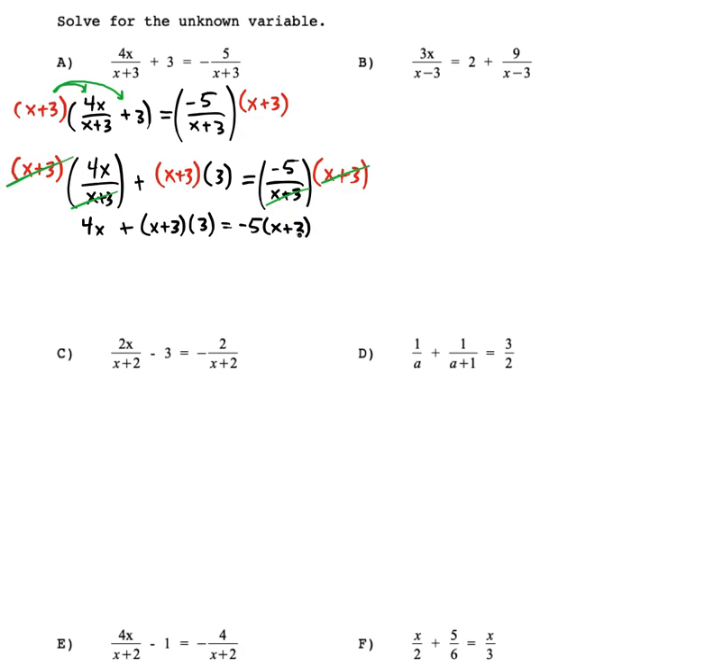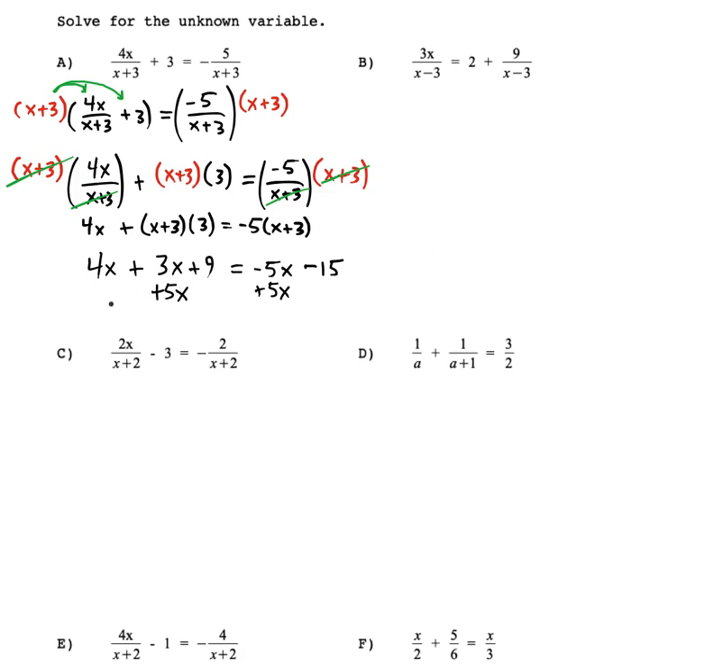Now we just want to solve this equation as normal. So we'll want to distribute the 3. We'll get 3x plus 9. We'll distribute that negative 5. Get negative 5x minus 15. We want to get the x's together, so let's add 5x to both sides.